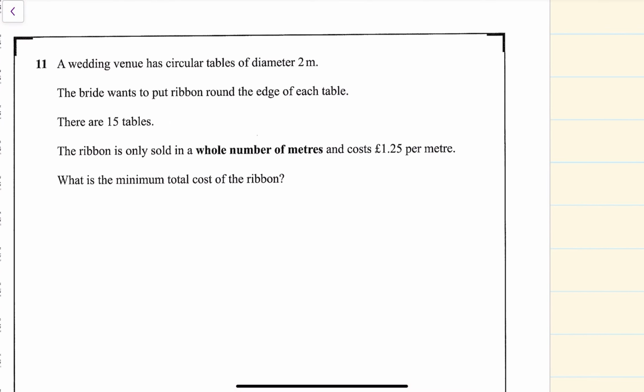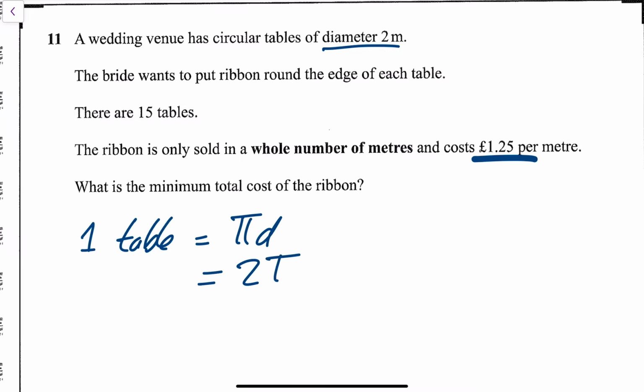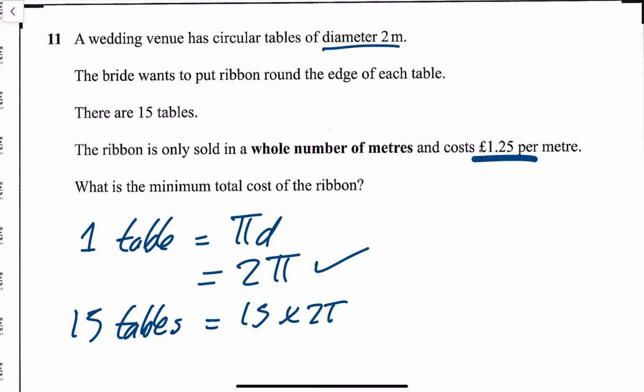Next one, question 11, says a wedding venue has circular tables of diameter 2. A bride wants to put ribbon around the edge of each table. There are 15 tables. Ribbon is only sold in whole number of meters and costs £1.25 per meter. What is the minimum cost of ribbon? Let's work out one table. The circumference is pi d, which is just 2 times pi. There are 15 tables, so 15 lots of 2 pi, which is 30 pi.